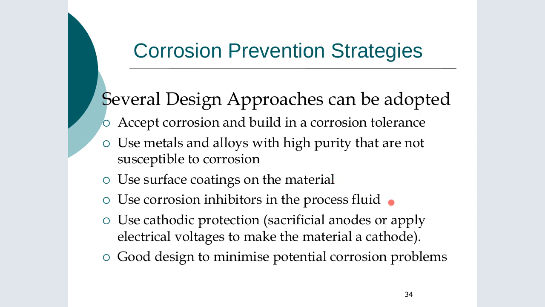Corrosion inhibitors in the process fluid, again, to try and change the environment. Cathodic protection, so sacrificial anodes or apply electrical voltages to make the material a cathode. Okay, so you interfere with the electrical path as well. Best thing you can do really is design, good design. So design to minimize the corrosion problems.